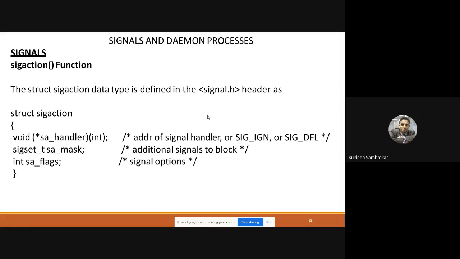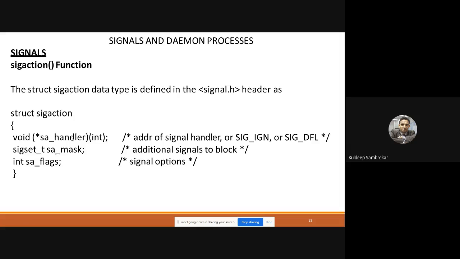The first one is the signal handler. It is nothing but the address of the signal handler, or either it is SIG_IGN or SIG_DFL. So this first argument says whether it is the handler of the signal: it can be a user defined handler, or it can perform its ignore, or it can do its default action. So all these three can be taken as the first member.